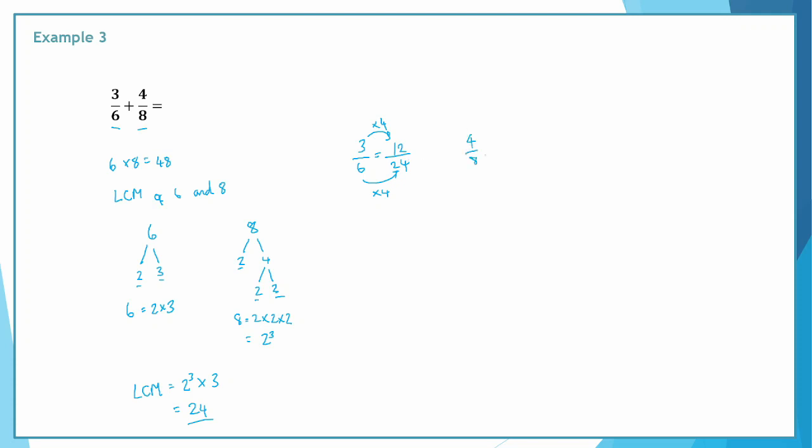4 over 8. We need to put it over 24. So 8 times 3 gives us 24. So 4 times 3 is going to give us 12 on top.